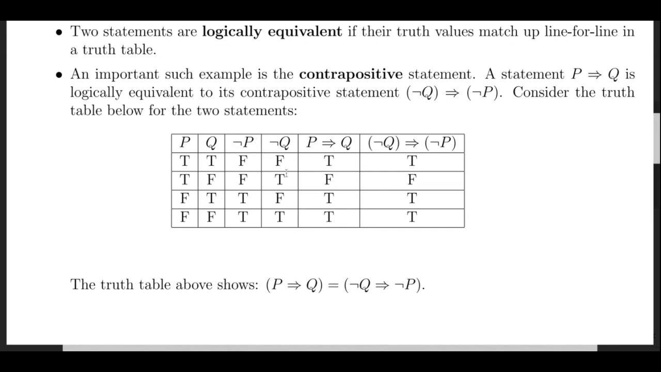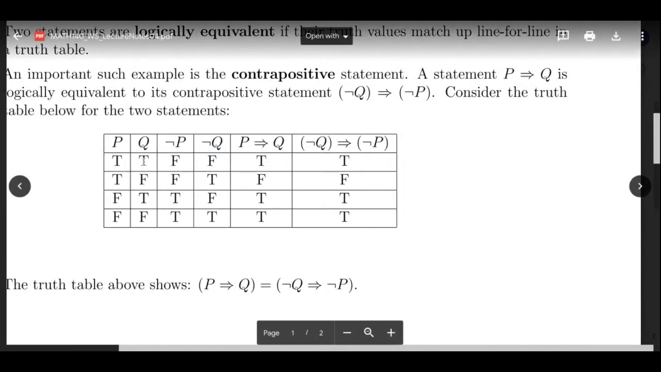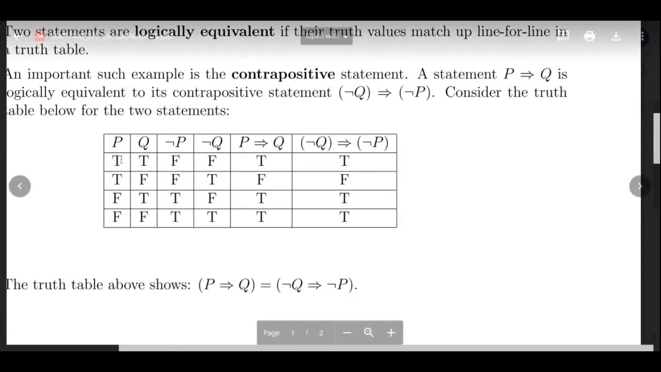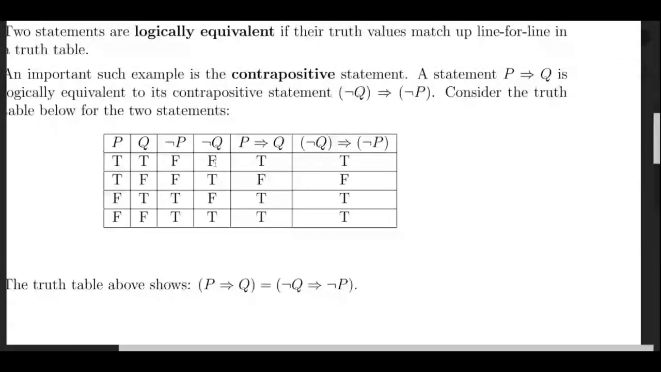Or not P, not Q, let's see. Not P, not Q becomes false. Both become false, right? So in this case, I'm talking about the first row. So not P is false, not Q is false, and we see not Q implies not P. Maybe we could switch those two columns, the third column and the fourth column. It'll be easier for us to see it.